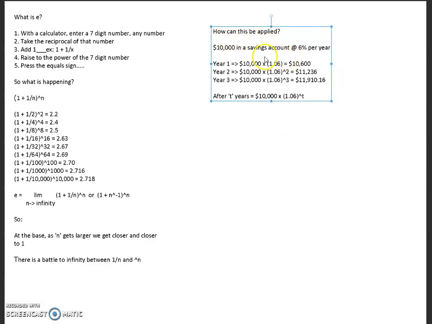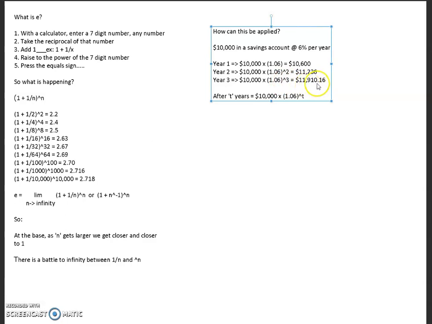Well, if we just take some banking, $10,000 into a savings account at 6% per year. Now this is just to the power here, but the idea is that it just keeps growing. So if we have year 1, $10,000 times 6%, $10,600, year 2, $11,236, and year 3 to the power of 3, and it keeps going.